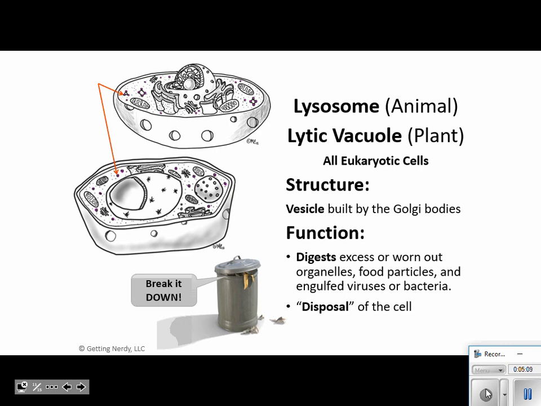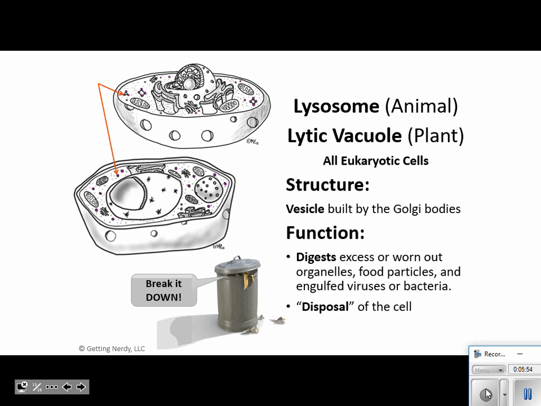Now, these are in all eukaryotic cells. Okay. The structure is a vesicle that is built by the Golgi bodies. So, these lysosomes attach to the vesicle here that's built by the Golgi. We'll also see at times that these lysosomes will be on the vacuoles.